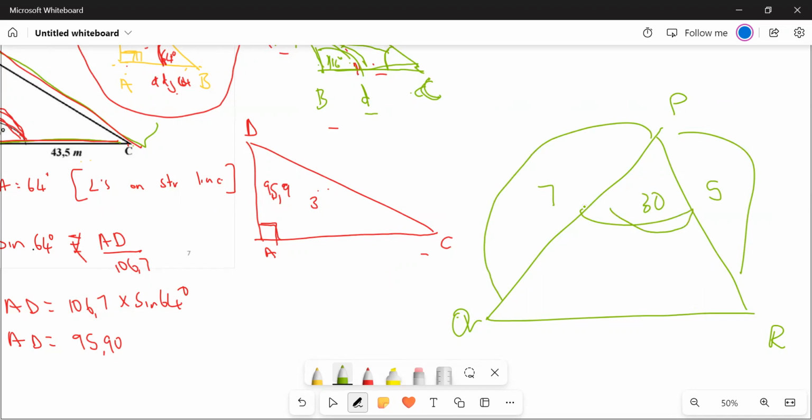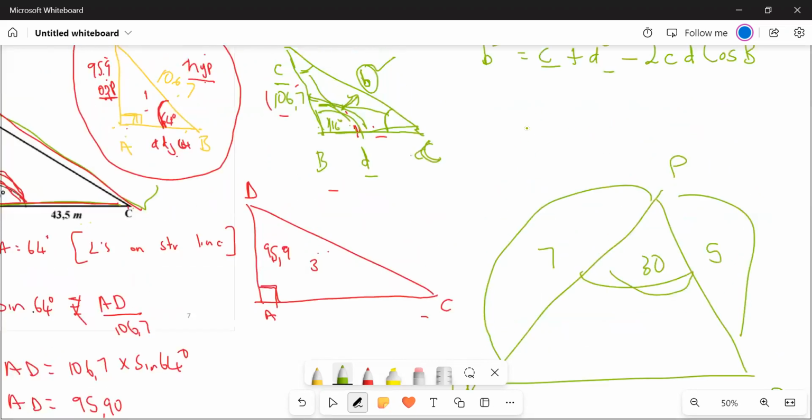Now, you want to be able to use the cos rule. What does the cos rule say? Let's copy the cos rule as it is. The cos rule says a squared is going to be equal to b squared plus c squared minus 2bc cos of A. This is the formula. You started with a. If you have angle A, then you start with side A. If I have angle B, I'm going to start with side B.